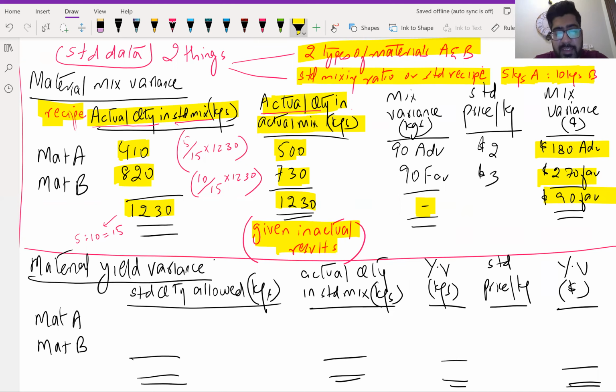You input more, 90 adverse. Recipe stated 820 B. You input less, 90 favorable. Net of 0. Multiply by standard price per kg. Any questions on mix variance?